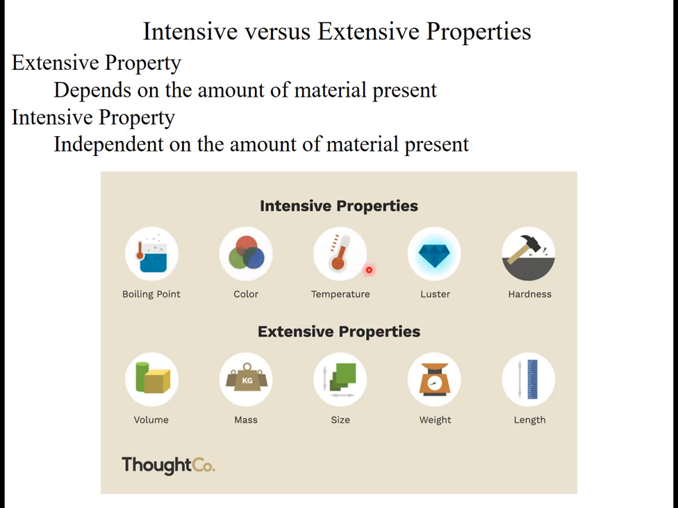Temperature does not matter how much is there. Hardness doesn't matter how much is there. Density is another one of these that doesn't matter how much is there. Volume and mass, however, do. The size, which is usually directly related to one of those two. The weight is the same thing as mass, except with the gravitational force, and length. So you can see all these relate back to either the mass or the volume of them. Okay.